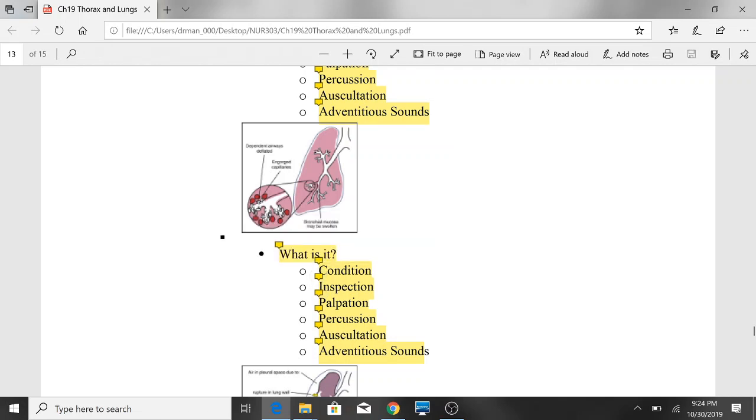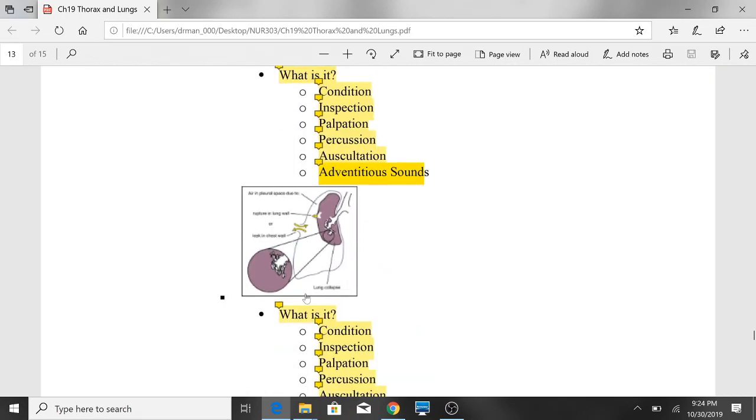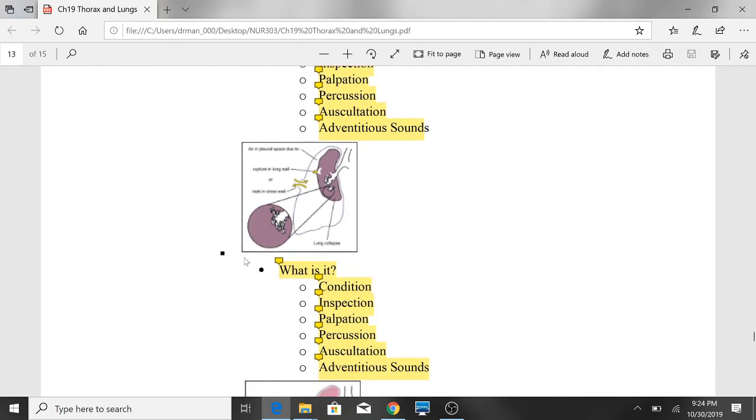When we palpate heart failure, skin will be moist and clammy, but tactile fremitus is normal. When we percuss it, you get resonant. And auscultate it, normal vesicular, heart sounds include extra heart sounds. Any adventitious sounds? Yes, crackles at the lung bases. What is this? It's a pneumothorax.